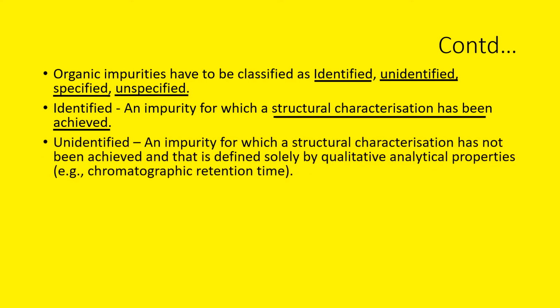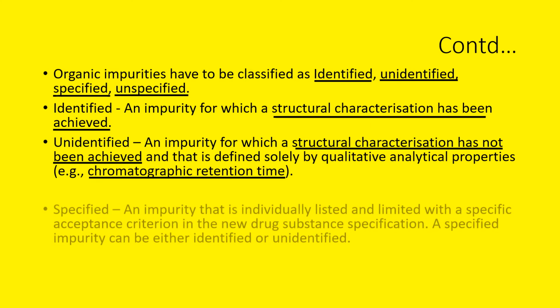An unidentified impurity is an impurity for which a structural characterization has not been achieved and that is defined solely by qualitative analytical properties, for example, chromatographic retention time. Unidentified impurity does not have the structure identified by any of the above tests. It is identified qualitatively. Identifying the impurity with a specific retention time in a chromatographic test method could be a possibility.